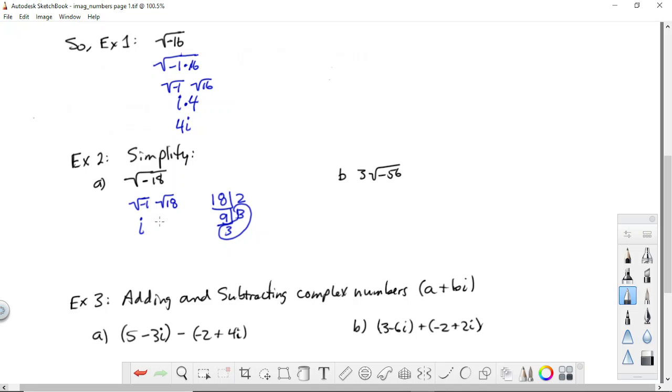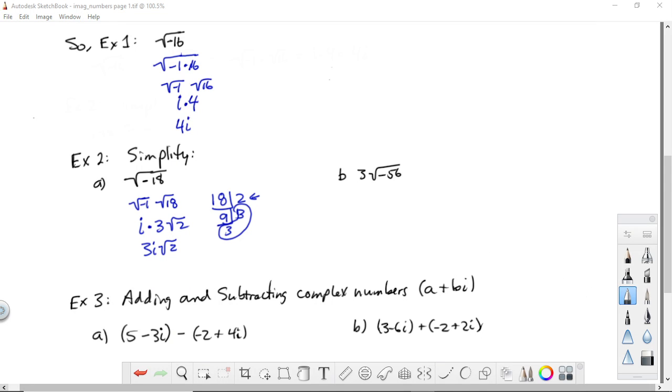So we can pull a 3 out of that, and inside is still the 2, right? And the i is still there, of course. We usually switch the order around and write 3i times the square root of 2. So that is simplified. Okay?